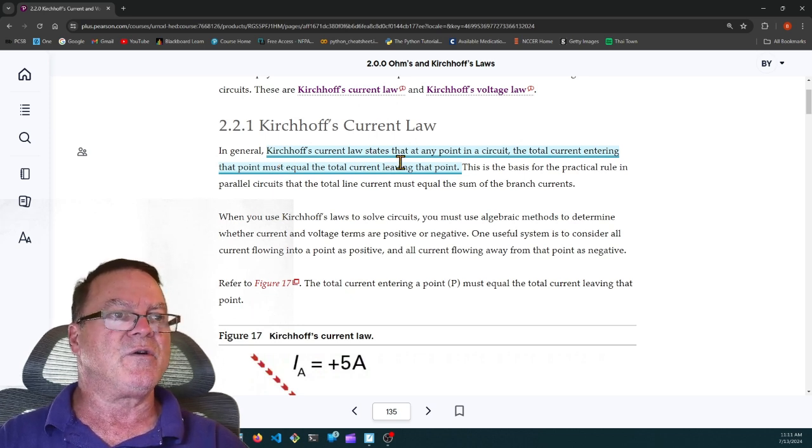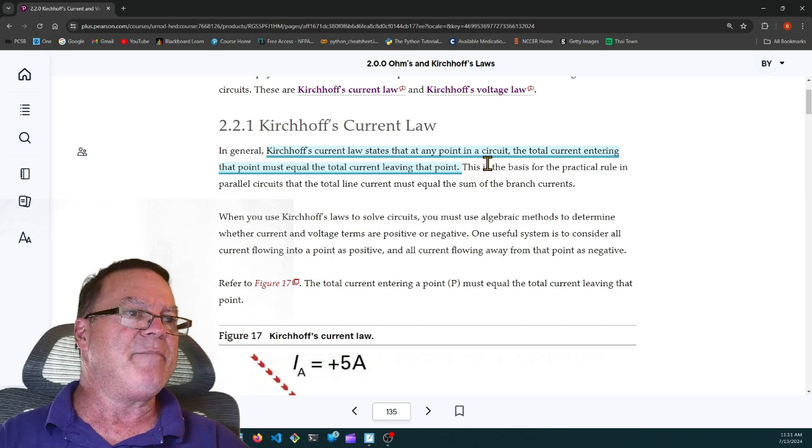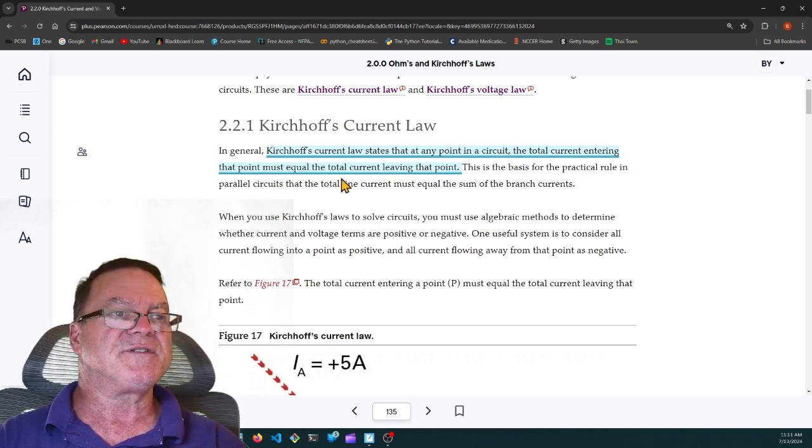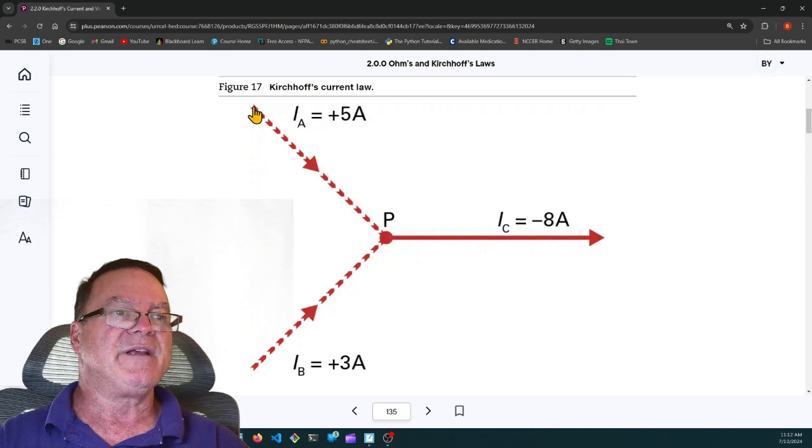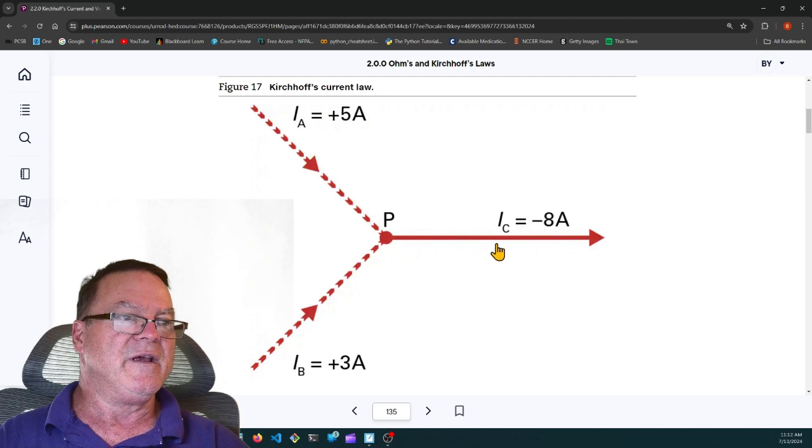It says Kirchhoff's current law states that at any point in a circuit, the total current entering that point must equal the total current leaving that point. They call those nodes. And basically here they're saying they have 5 amps coming in and 3 amps coming in. They have to have 8 amps leaving.